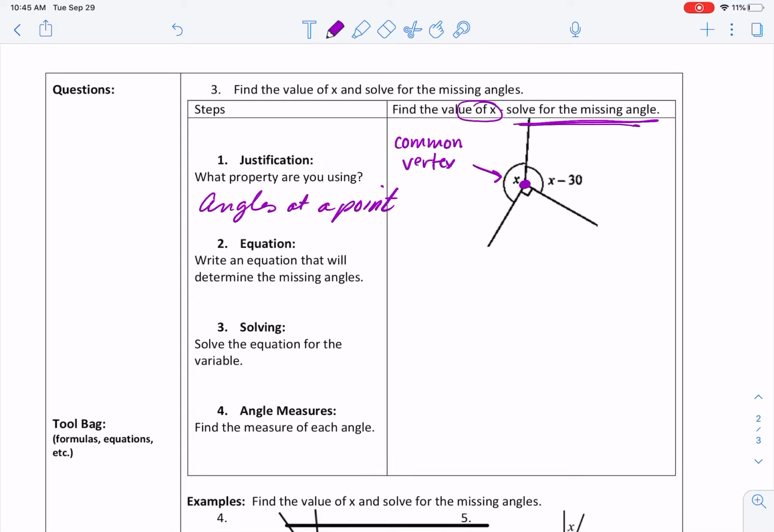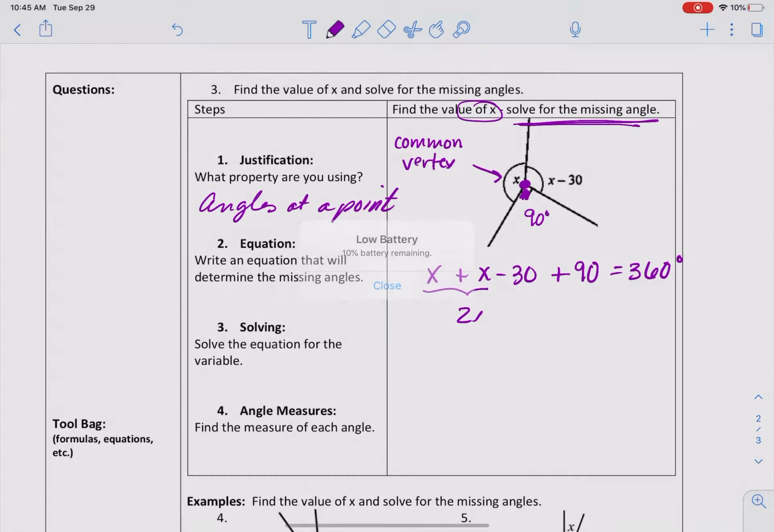So then I write my equation. So I have x plus x minus 30 plus, what is this thing? This is a right angle, which means this is 90 plus 90 equals 360. So then I combine like terms, 2x, and then I combine those. Negative 30 and 90 is plus 60 equals 360.